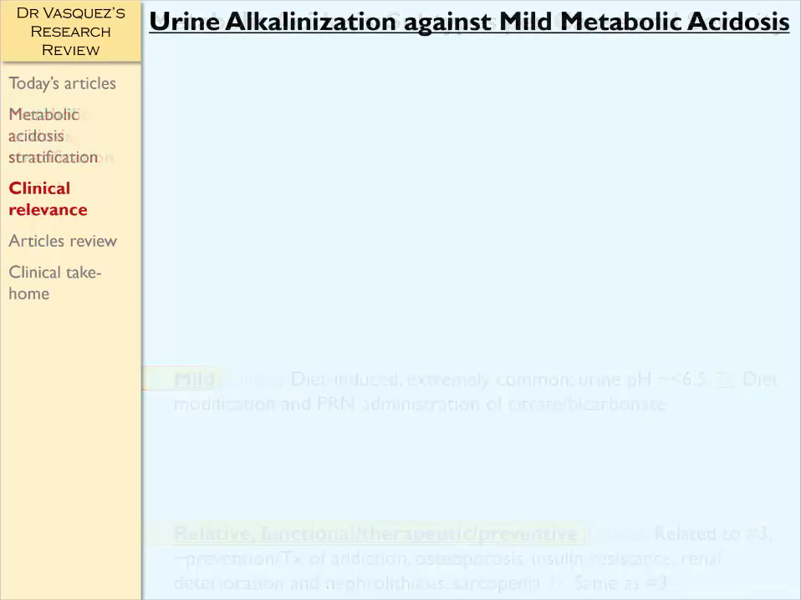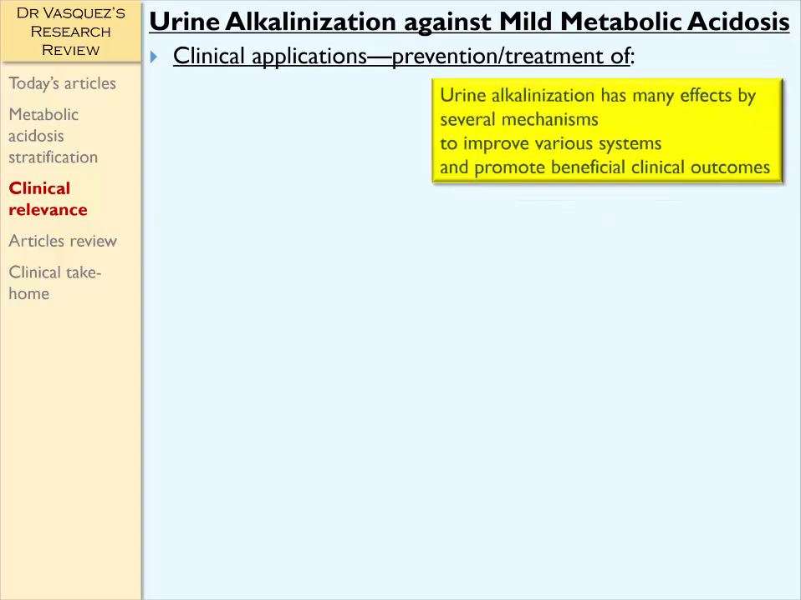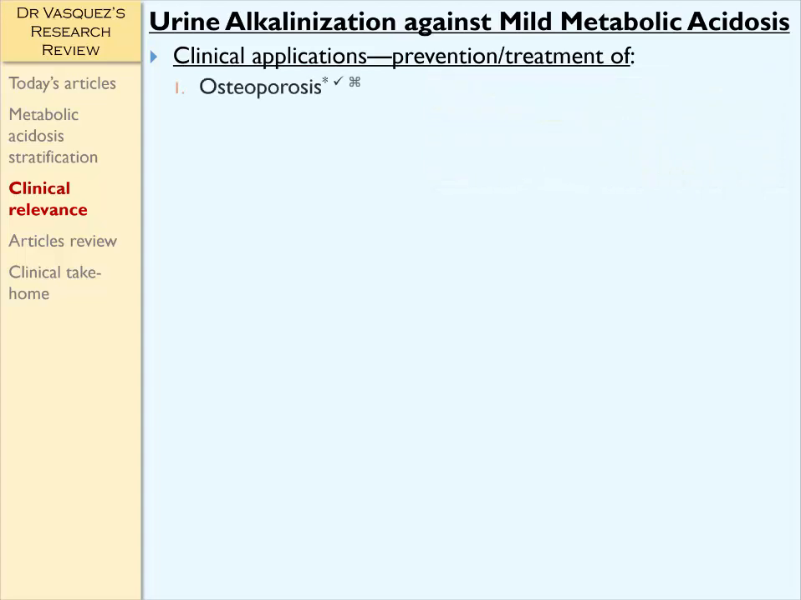So let's talk about why this is important. Let's look at some clinical applications specific to disease treatment and prevention. The take-home message here is that urine alkalinization has many effects by several mechanisms to improve various systems, and together this promotes beneficial clinical outcomes. So let's look at number 1, osteoporosis, and I've given you some footnotes here to help you connect the dots. I'll show you that in just a moment.